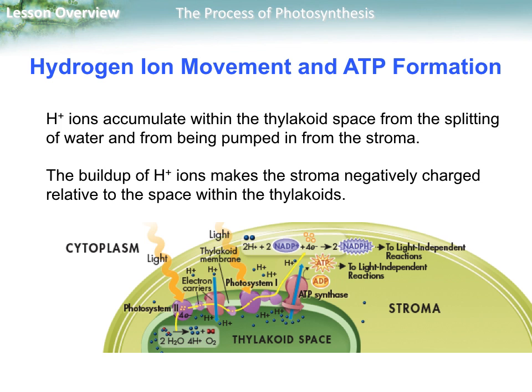Hydrogen ion movement and ATP formation. So, hydrogen ions accumulate within the thylakoid space from the splitting of water and from being pumped in from the stroma. So, 2 different ways that we're getting these hydrogens inside the thylakoid space: 1, through hydrolysis, and 2, through the electron carriers that are pumping the hydrogen in. The buildup of hydrogen ions makes the stroma negatively charged relative to the space within the thylakoids. So the thylakoid space is negatively charged because of the hydrogen.